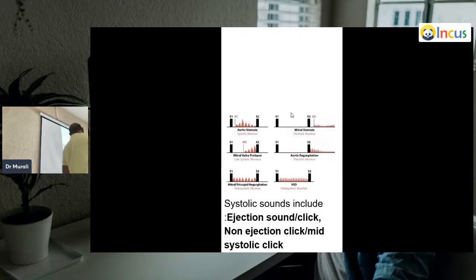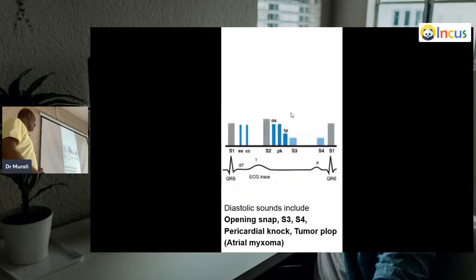All right. Now, what are the various systolic sounds that you know? And anyway, opening snap is also a diastolic sound. So typically, if there is a mitral stenosis, when the mitral valve opens, when will mitral valve open? When the ventricle is getting filled from atria. So that is the reason opening snap is also a diastolic sound. That's what you need to remember.